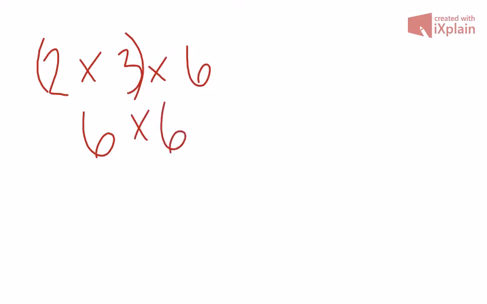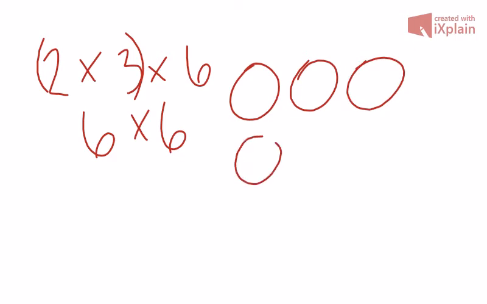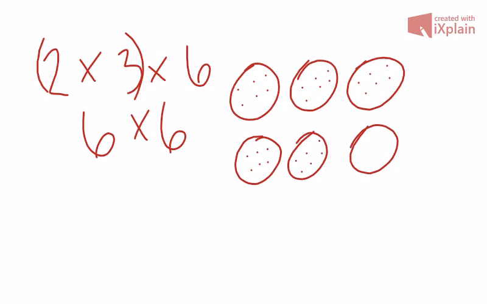And this is where, if I don't know my 6's, I can draw a picture. So I could do 6 groups with 6 in each. 1, 2, 3, 4, 5, 6, 7, 8, 9, 10, 11, 12, 13, 14, 15, 16, 17, 18, 19, 20, 21, 22, 23, 24, 25, 26, 27, 28, 29, 30, 31, 32, 33, 34, 35, 36. So I know now by looking at my picture that 6 times 6 equals 36. So I now know that 2 times 3 times 6 equals 36.